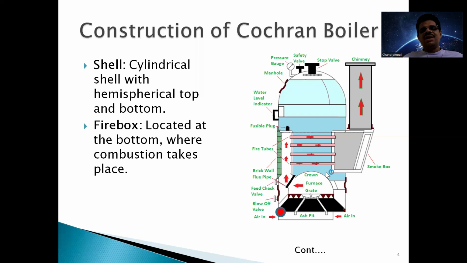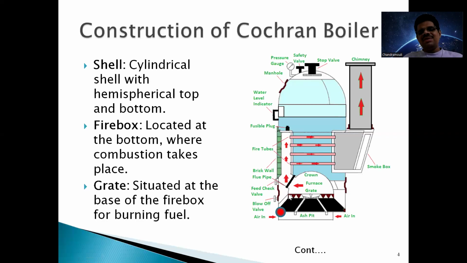That means the fuel is burned in the presence of oxygen. So in order to produce the oxygen, we need to supply air. See here, the air is being supplied from the bottom onto the combustion chamber, so that the fuel is burned in the presence of air, and hence the hot flue gases are formed. Okay, so this is the place of combustion, also called the furnace or firebox.